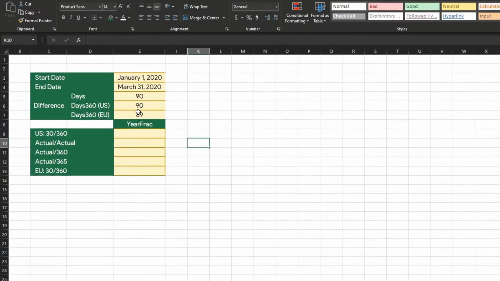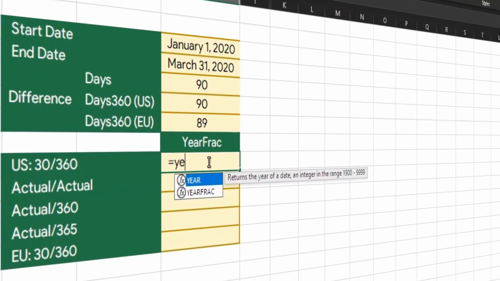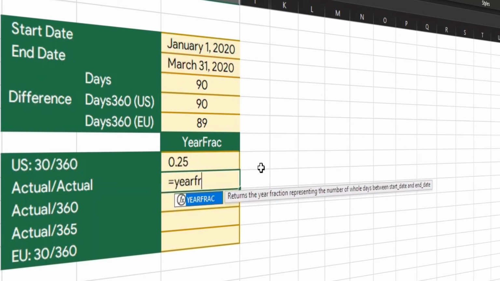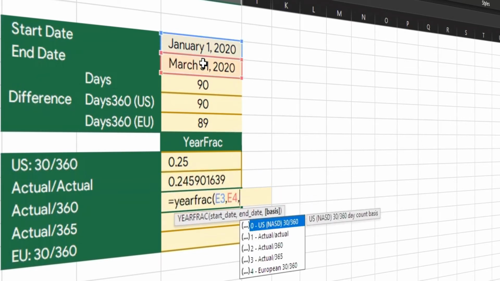In this example, I have the start and end dates, and to calculate the difference, I have used the days and the days 360 functions. We have 5 rows to calculate all the 5 different options of the basis argument. The first basis option is the US basis, for which you need to enter the value 0 or skip the argument altogether. Similarly, let's fill in all the other remaining rows using the different basis values.